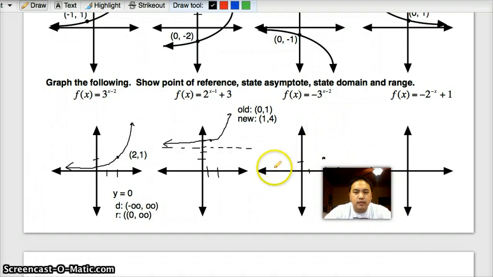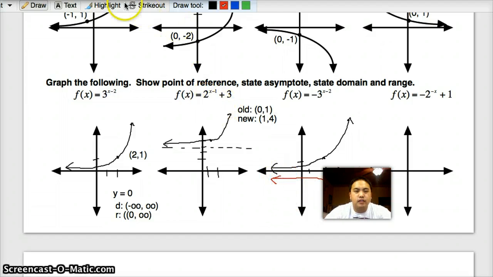But then how about this? I'll draw the original problem. Right? But there's this minus sign in front. That means reflect over the x-axis. So I'm going to take the same problem, and here's how the real answer is. I'm just going to flip it over the x-axis.